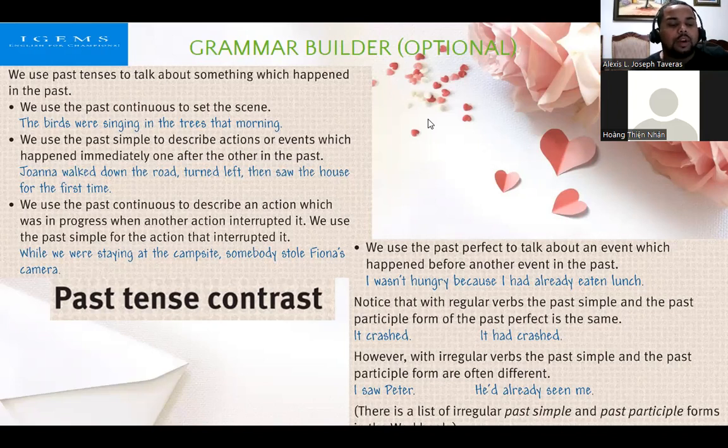Notice that with regular verbs, the past simple and the past participle form of the past perfect are the same. Look at there. It crashed, and it has crashed. Okay. Then we got irregular verbs, however. With irregular verbs, the past simple and the past participle form are often different.